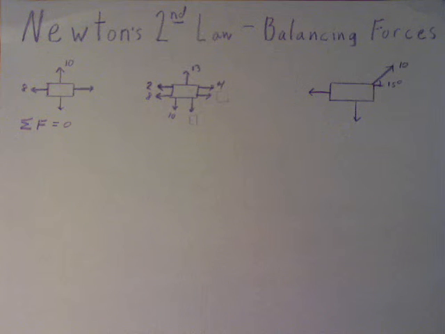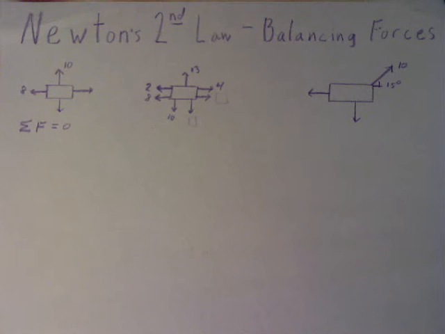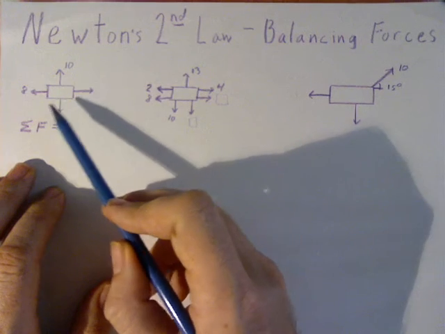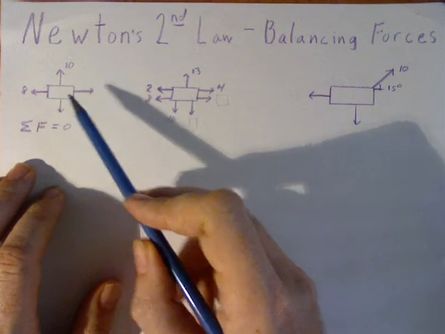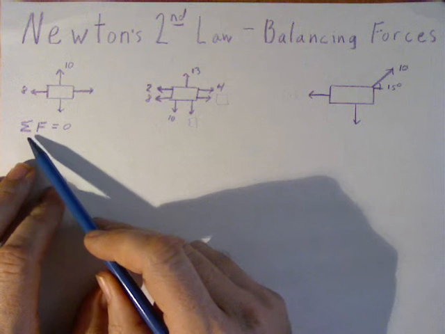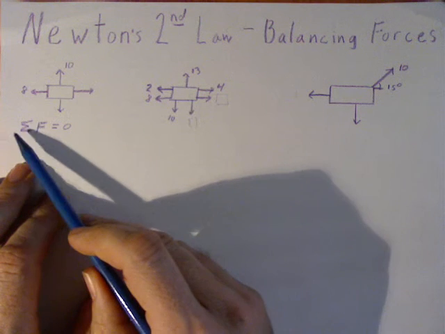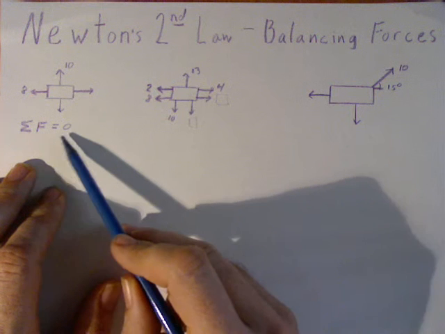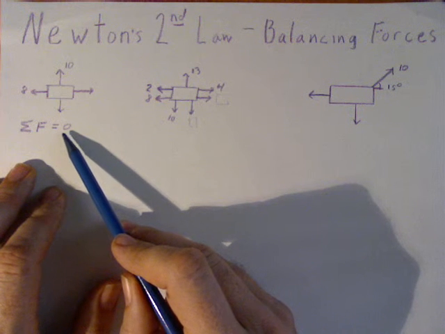In this problem, we're going to examine Newton's second law and how we balance forces. In our first example, we will look at a box with 4 forces acting on it. In this example, the summation of the forces, well, sigma means summation, just means you add all the forces up. The summation of the forces equals 0.